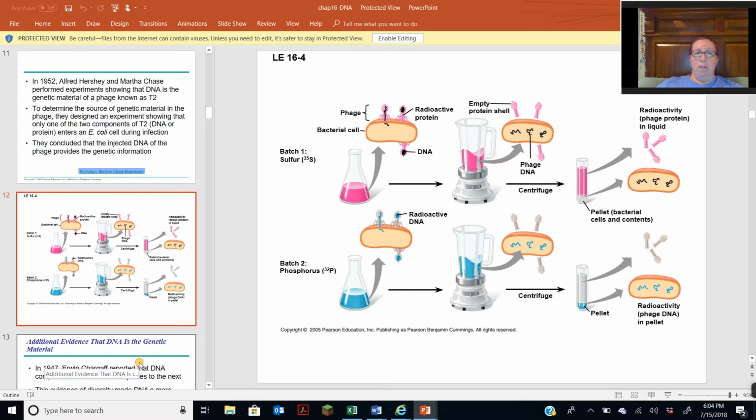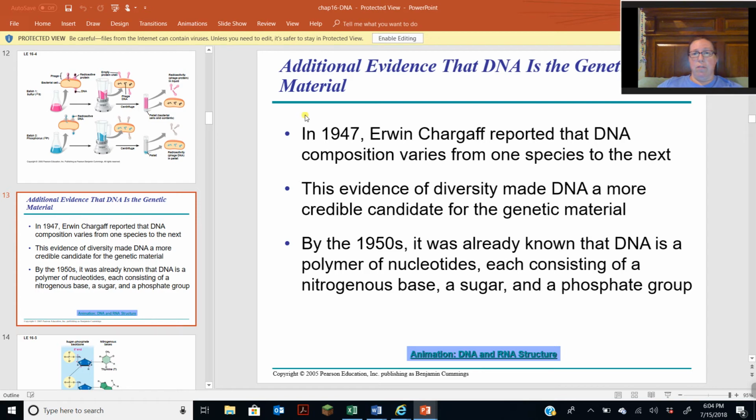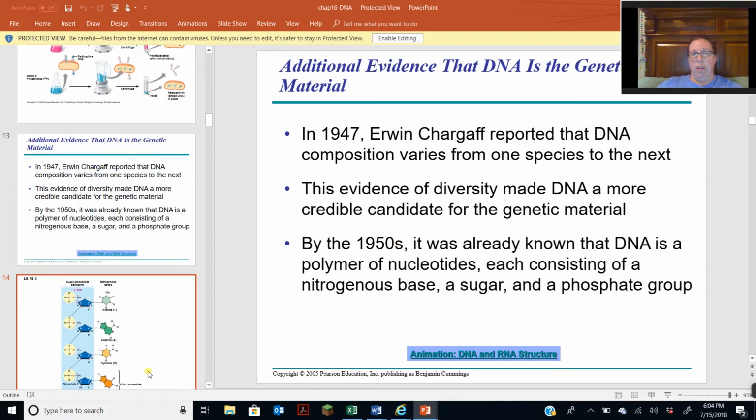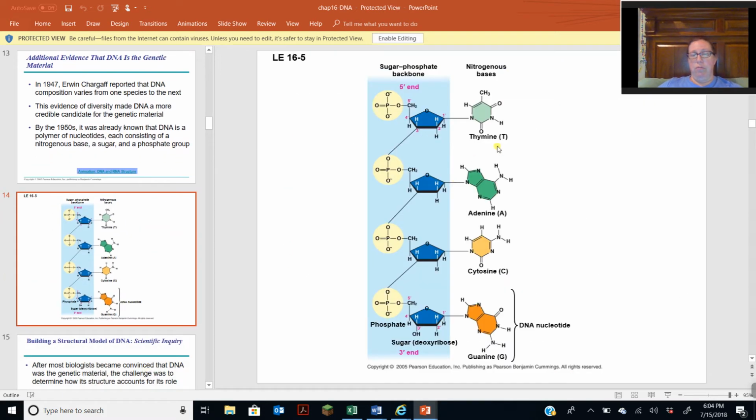So, I mean, it just keeps going from there. At the exact same time, you've got Chargaff. We have Chargaff's rules, and that gets into the A and the T that go together, and the C and the G that go together. So I'll let you read that, but there's Chargaff's rules.